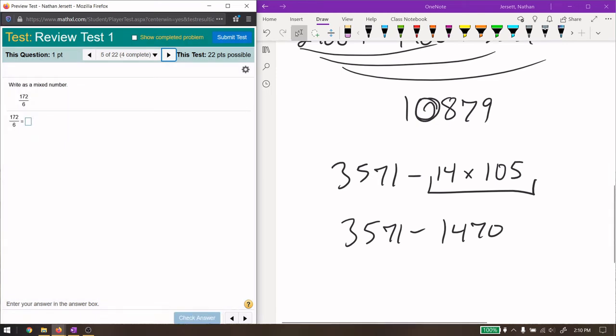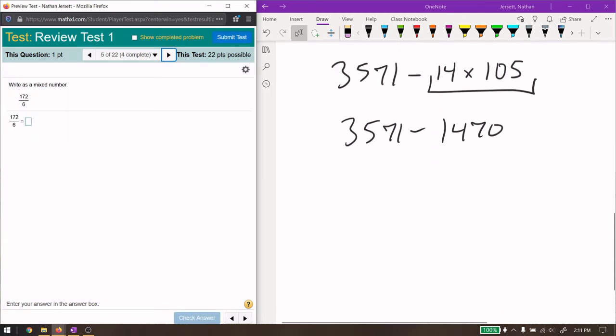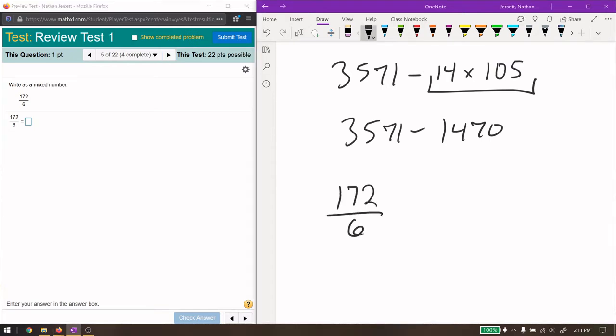Write as a mixed number. All we have to do is ask how many times can 6 go into 172. We could do this by hand. We could actually write out the multiples of 6 and everything like that. A nice way of doing this is using a calculator.